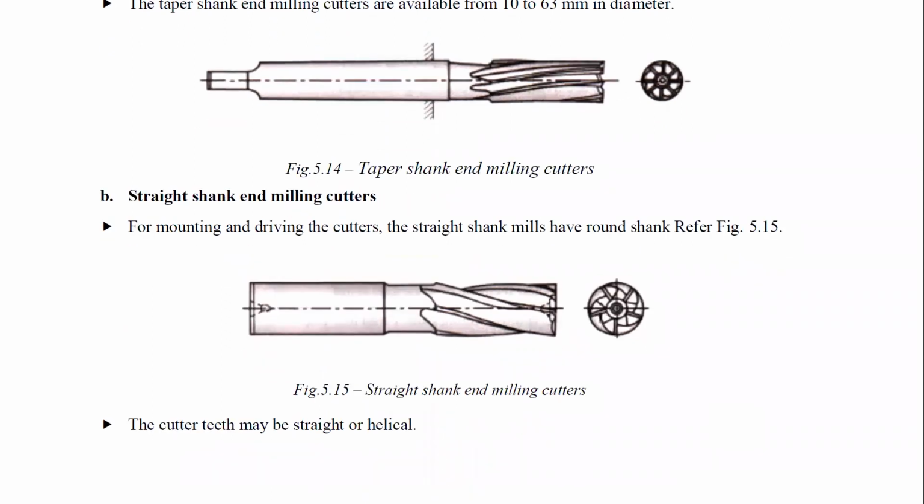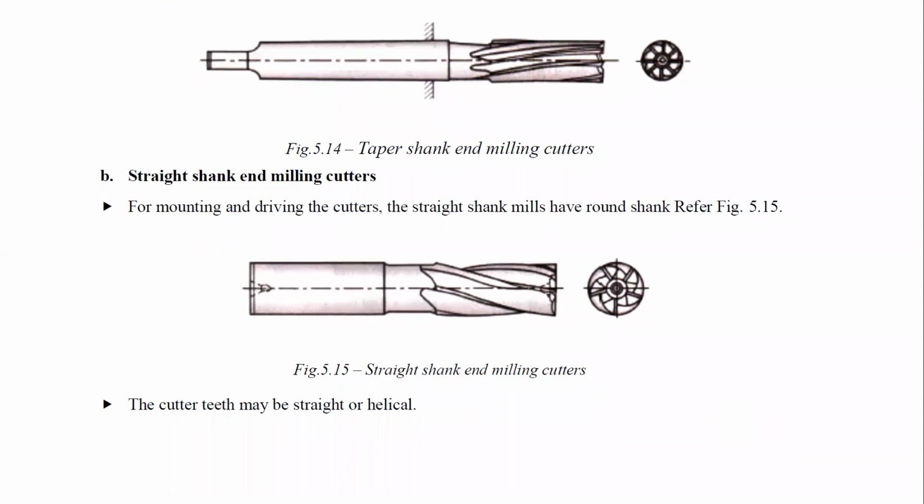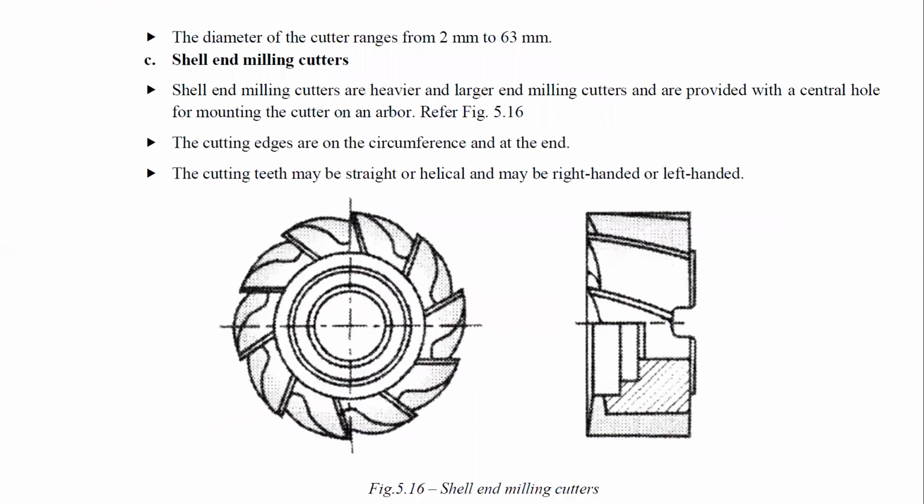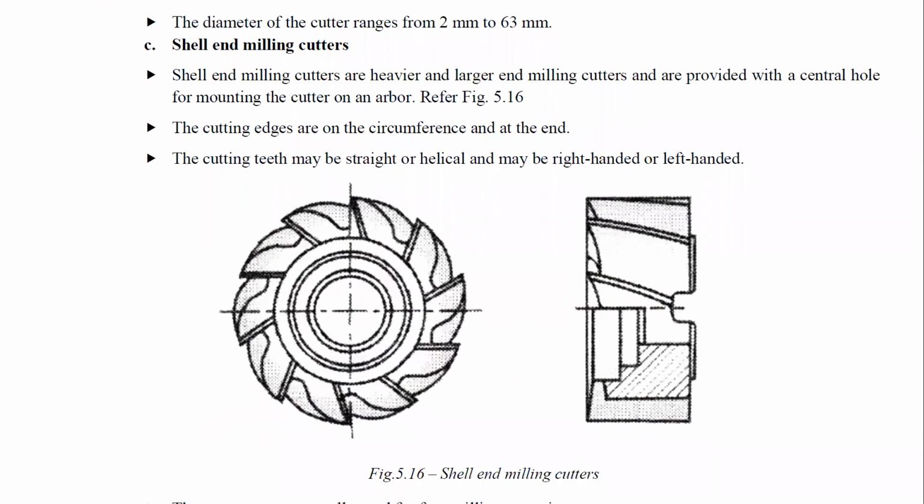Second one is the straight shank end milling cutter. For mounting and driving the cutter, the straight shank milling cutter has a round shank as shown in the figure. The cutter teeth may be straight or helical, both in taper shank and straight shank end milling cutters. The diameter of the cutter ranges from 2 mm to 63 mm. Third one is shell end milling cutters.